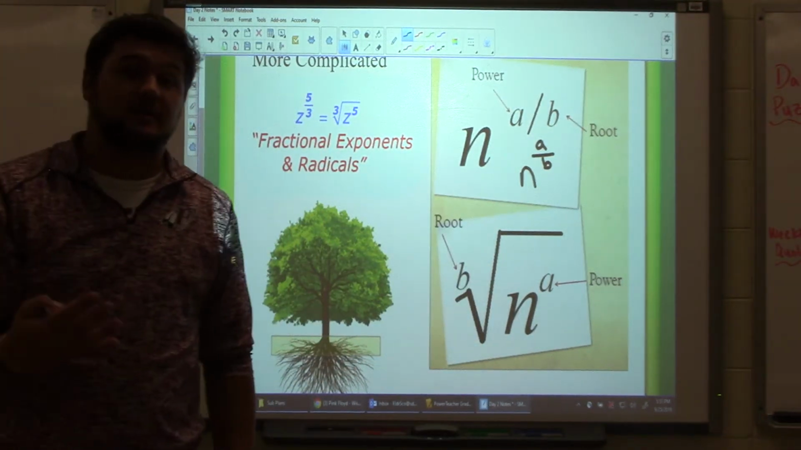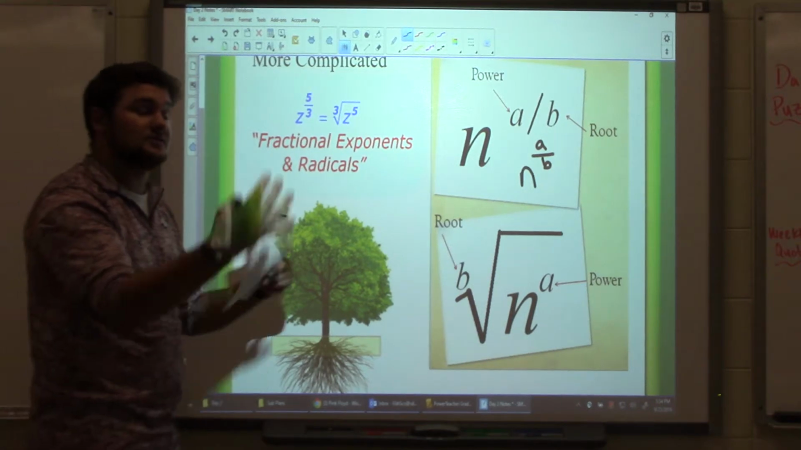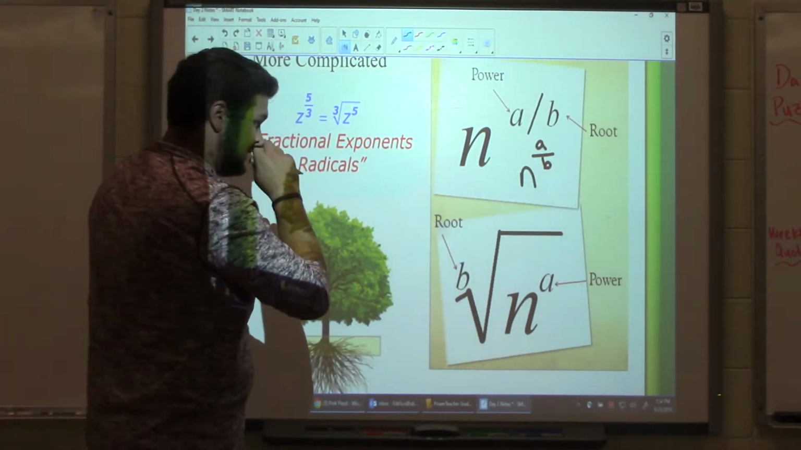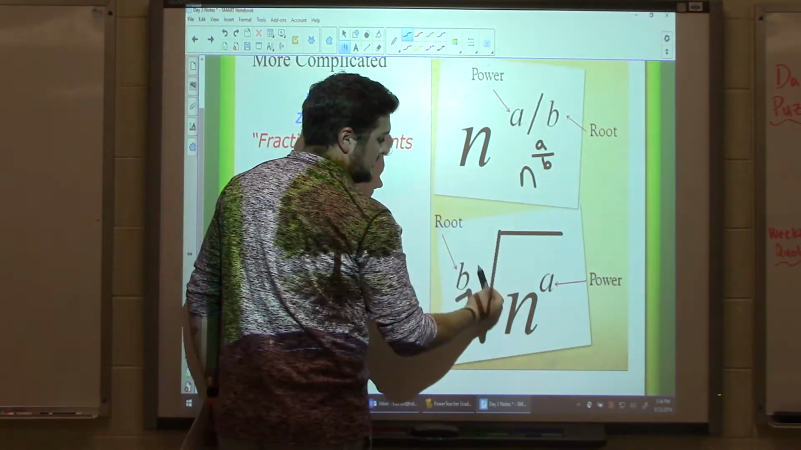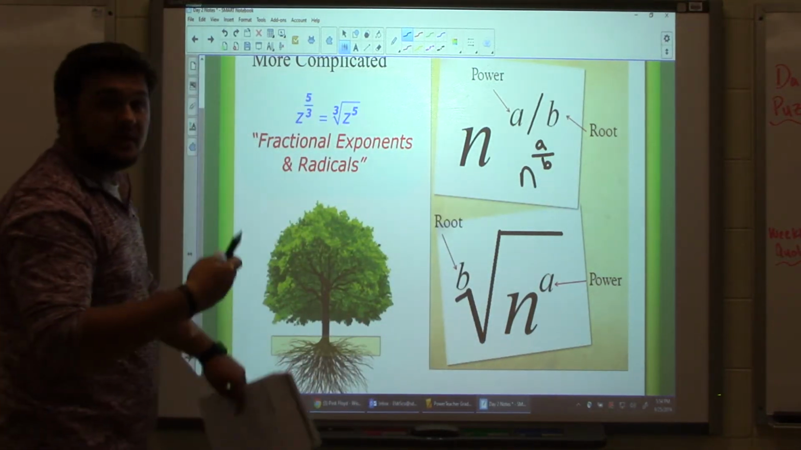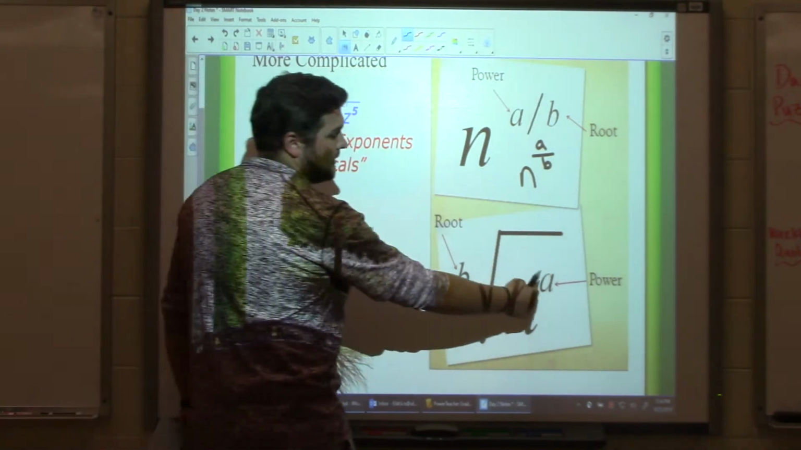And actually on Monday we're going to see the opposite. We're going to change our radicals into fractional exponents. So, numerator becomes the power. Denominator becomes our root. Now, there is another way to write it. You don't need to write it with the power underneath the radical.